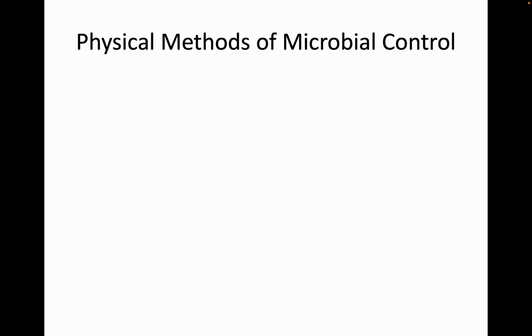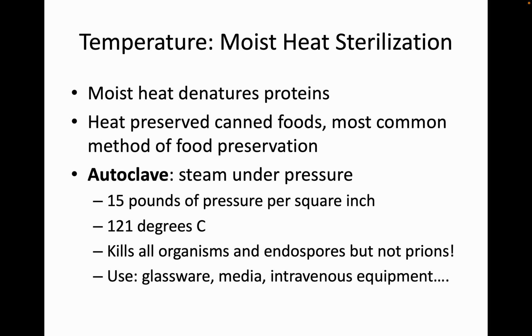All right, some physical methods for microbial control. So what are some things you can do to control microbes? One of the things we do is modifying temperature. So moist heat sterilization can denature proteins. And this is one of the most common ways that we preserve food, by canning, right?